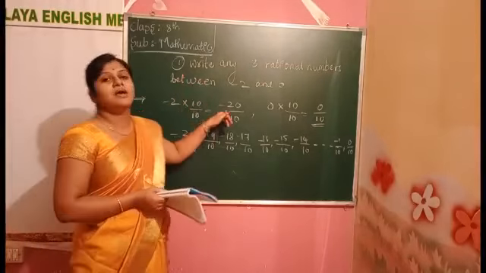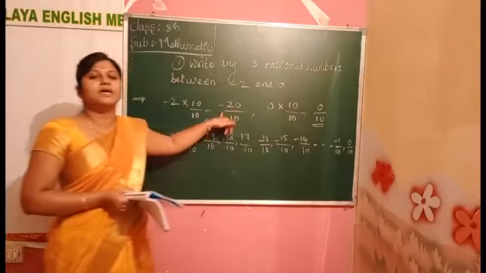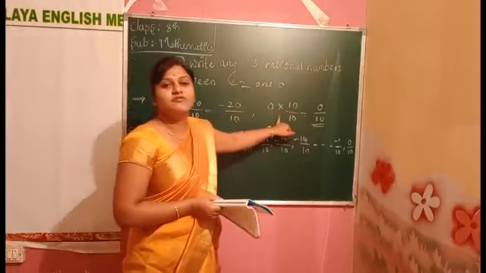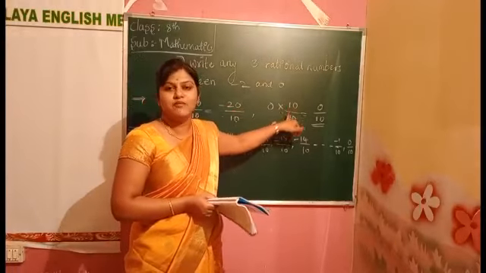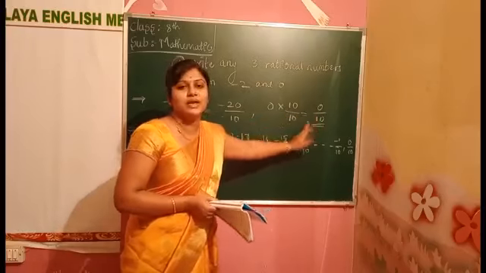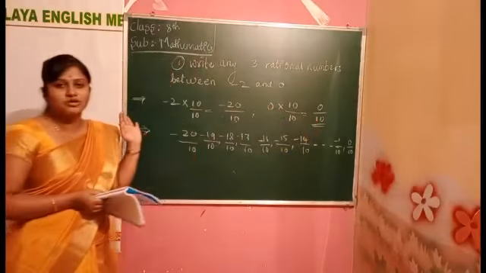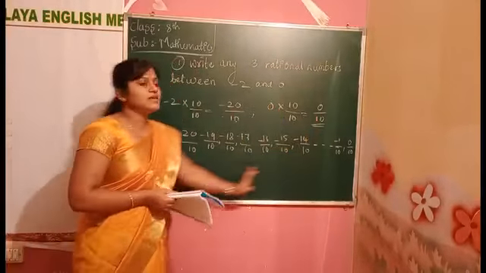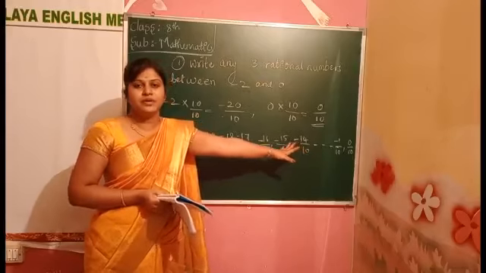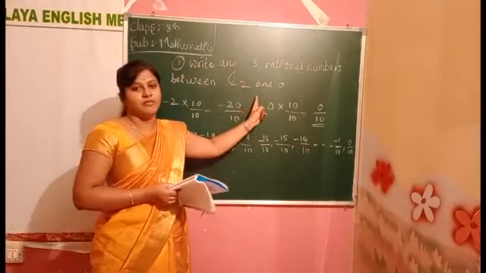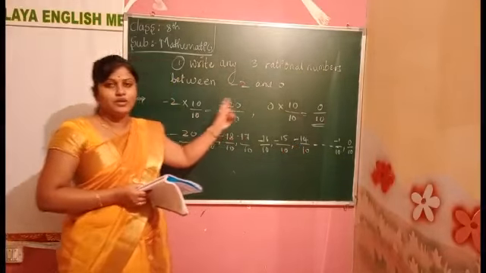That time it becomes -20 by 10. And for 0 also we have to multiply 10 on both sides. We get 0 by 10. That time we can easily get the in between numbers. Understood now? Easily we can get the in between numbers when they give in this format. Understood now? How to write?